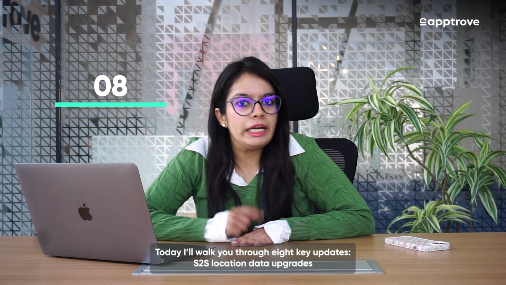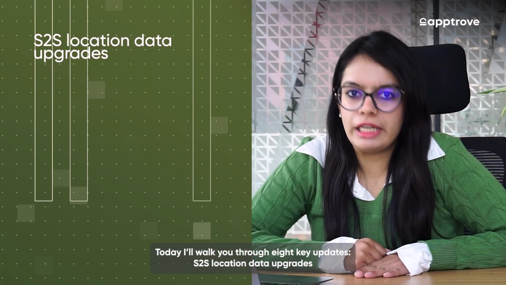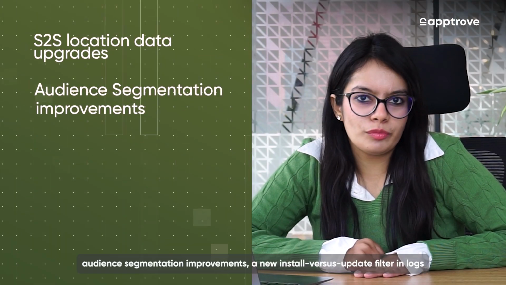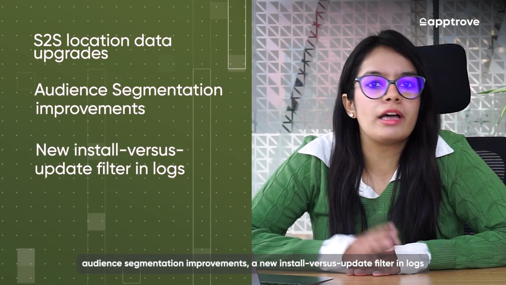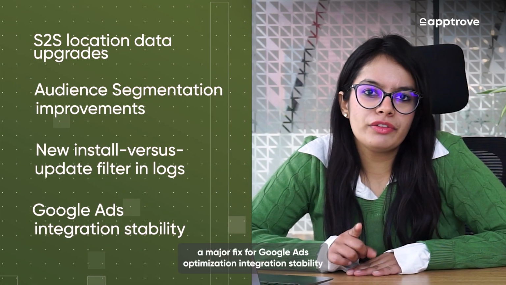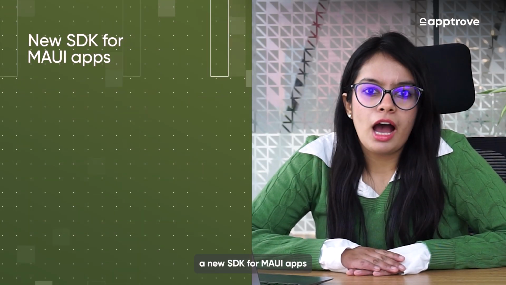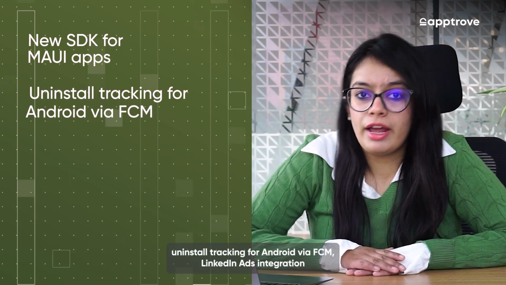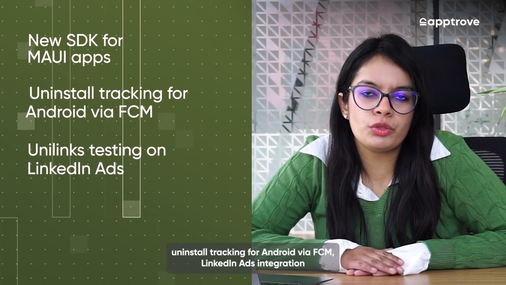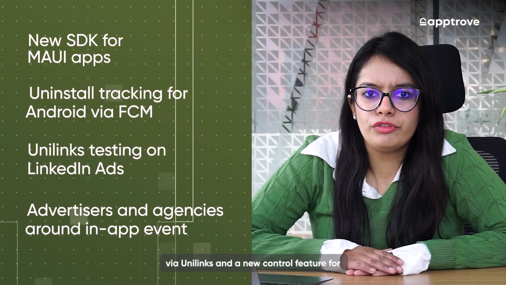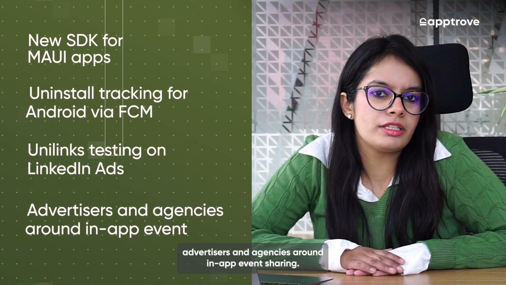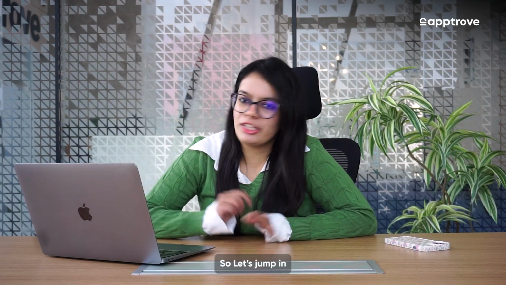Today, I'll walk you through 8 key updates: S2S location data upgrades, audience segmentation improvements, a new install versus update filter in logs, a major fix for Google Ads authorization integration stability, a new SDK for MAUI apps, uninstall tracking for Android via FCM, LinkedIn Ads integration via Unilink, and a new control feature for advertisers and agencies around in-app event sharing. So let's jump in.